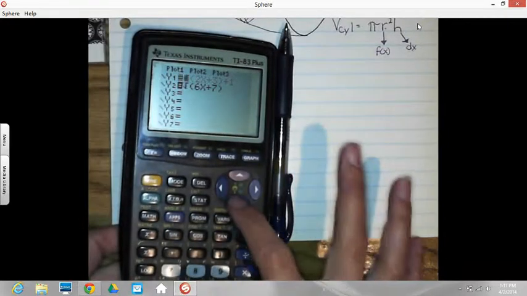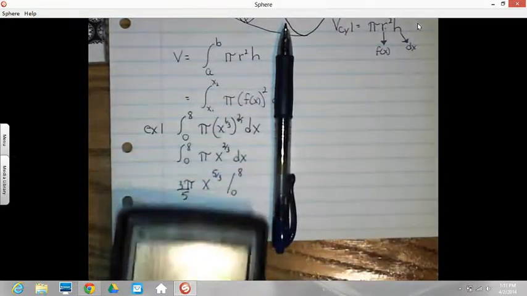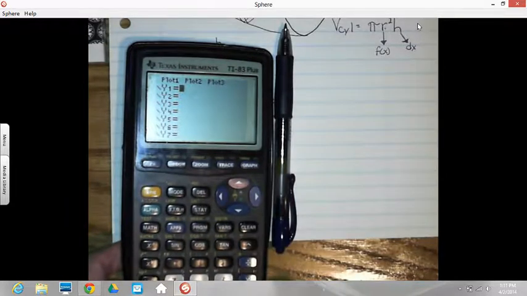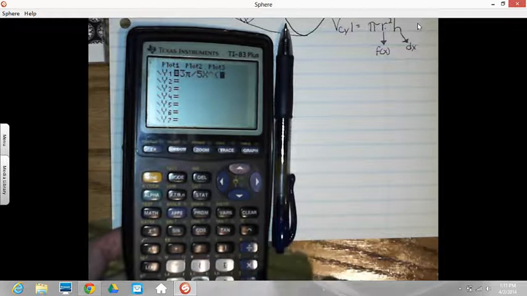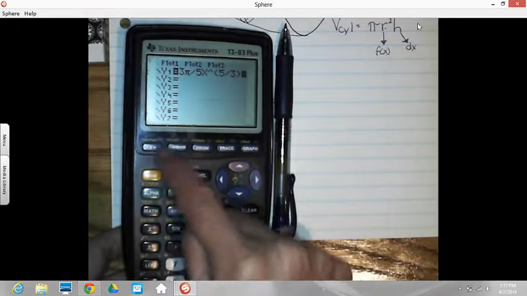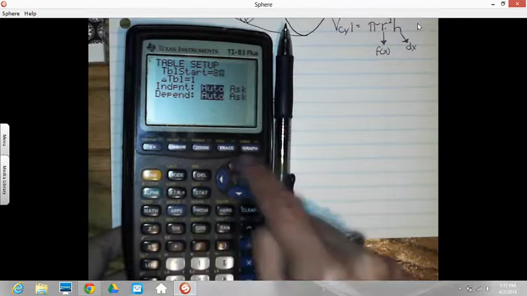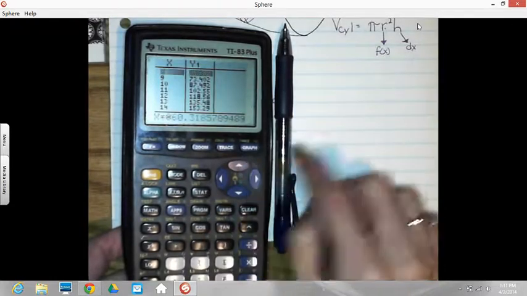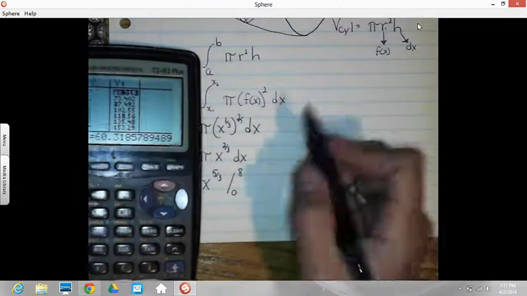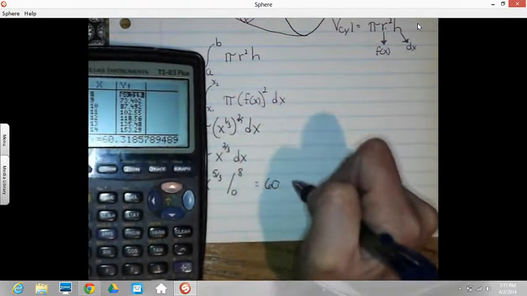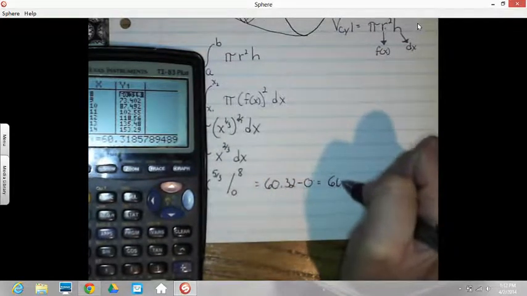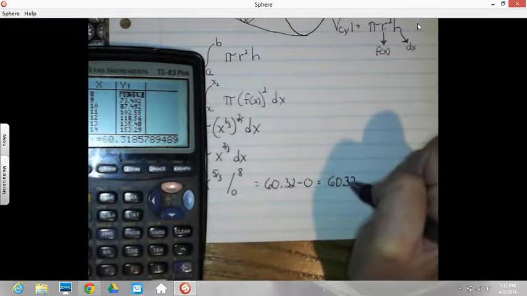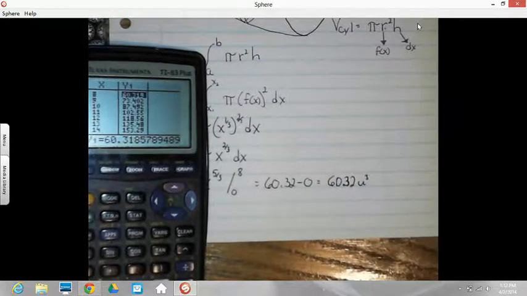So clear that stuff out. Got pi, 3/5 pi, 3 pi divided by 5 times x raised to the 5/3. 8. Anyway, so 60.32 minus 0. Cubic units. Okay, not too difficult.